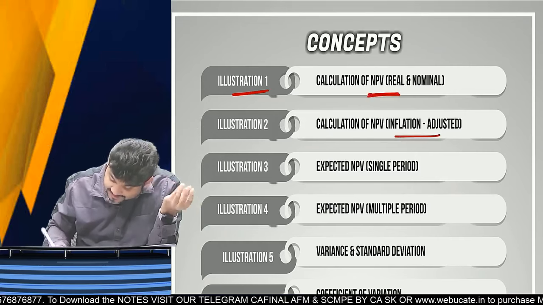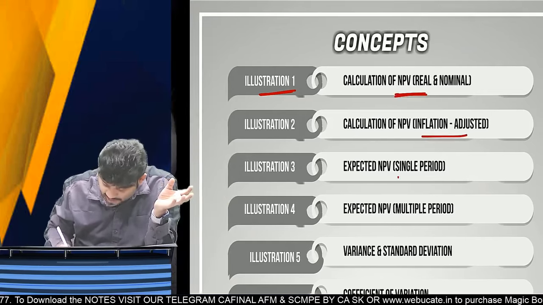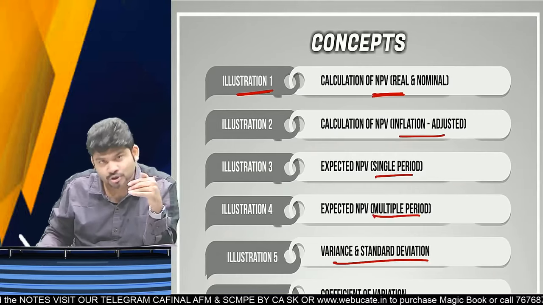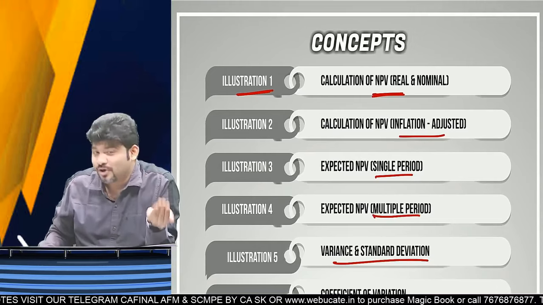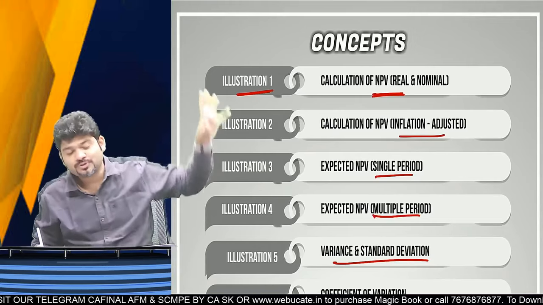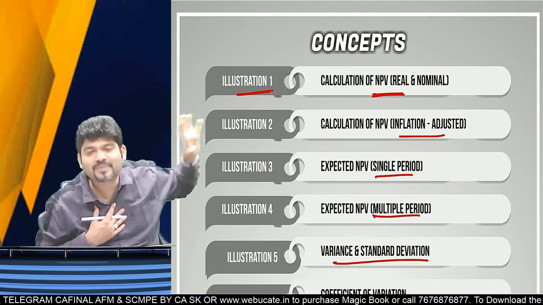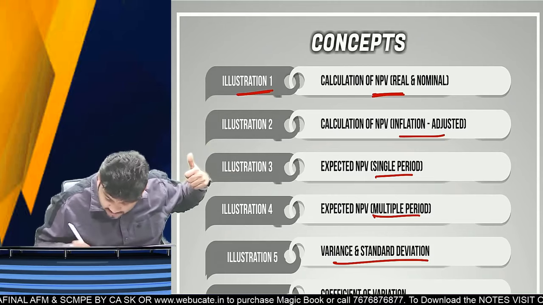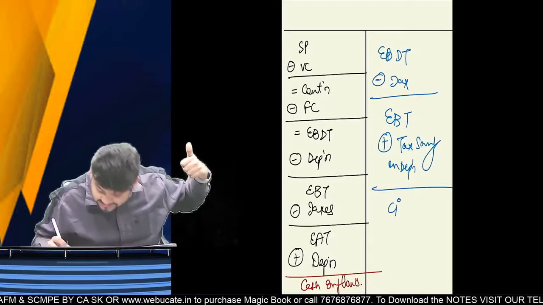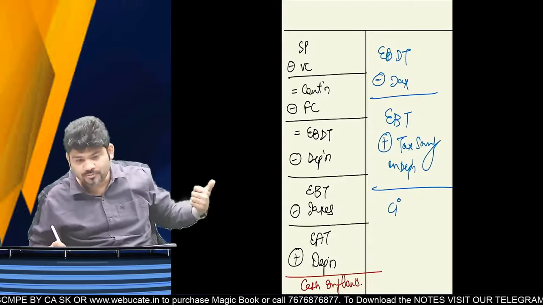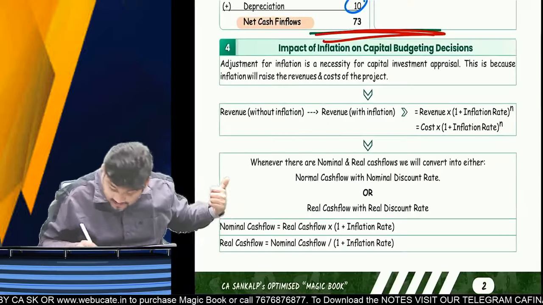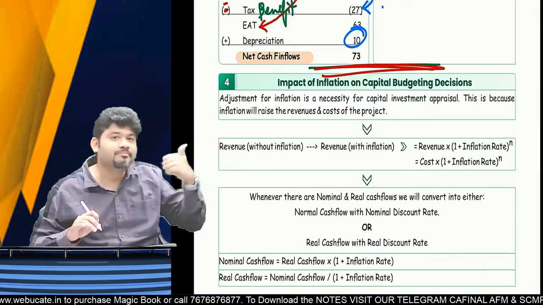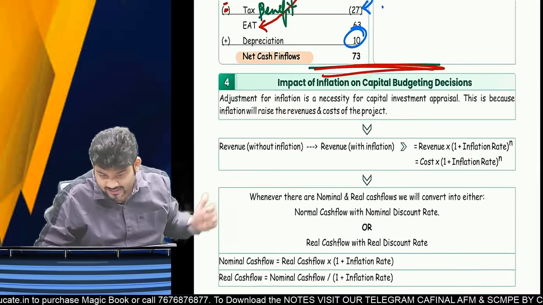The other is based on inflation adjustment. The other is based on, say, single period NPV, multi-period NPV, variance and standard deviation. So as and when we reach that concept, we will also connect to these illustrations so that we are practically clear as well. I am making you understand all the formulas. At the same time, the connected questions are also given in the magic book. That also will be done alongside.